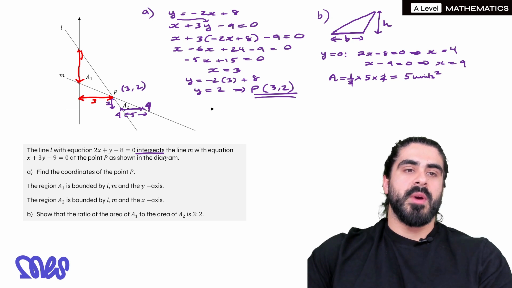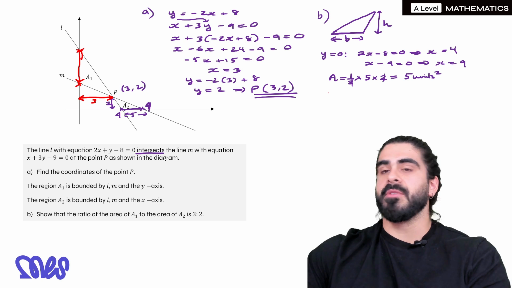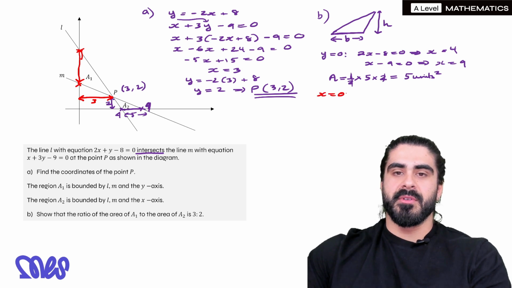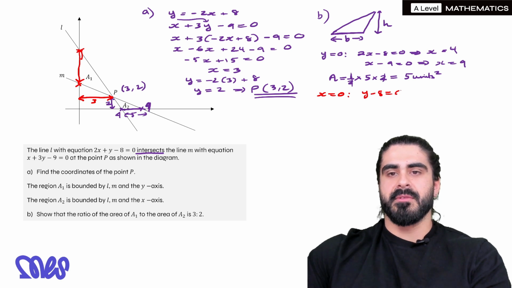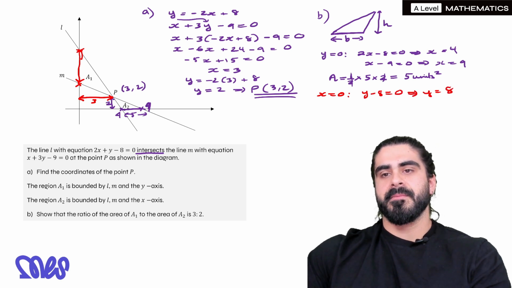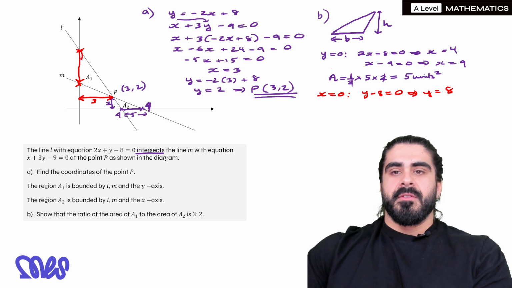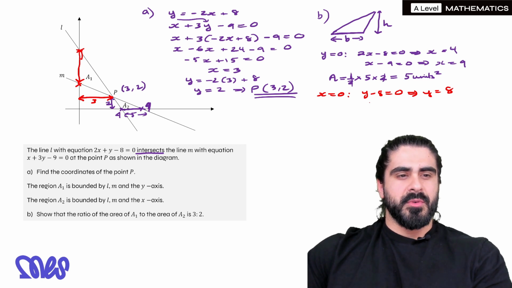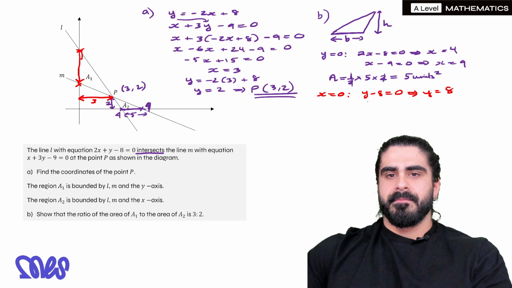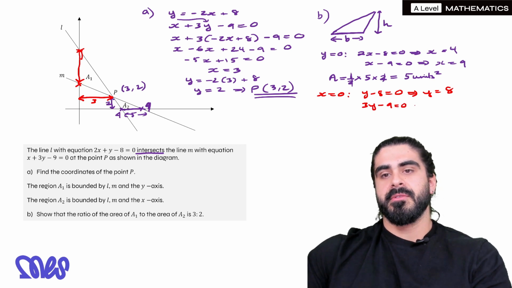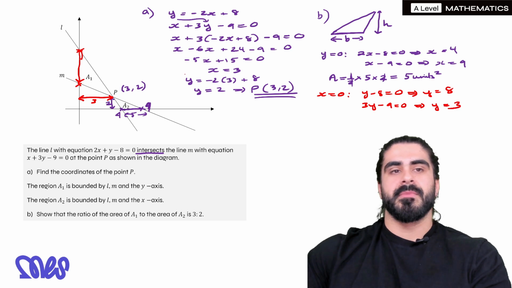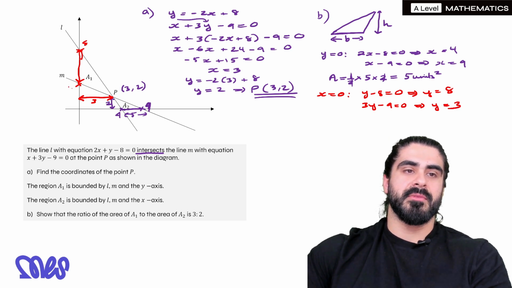We just need to work out where it crosses the y-axis, which means we make x equal 0. So now when we make x equal 0, for the first equation, it will just say y minus 8 is 0, so y is 8. And then for the other one, when you make x equals 0, you get 3y minus 9 is 0, so you get y equals 3. So just putting those in, we have 8 and 3, which means this length here is 5.